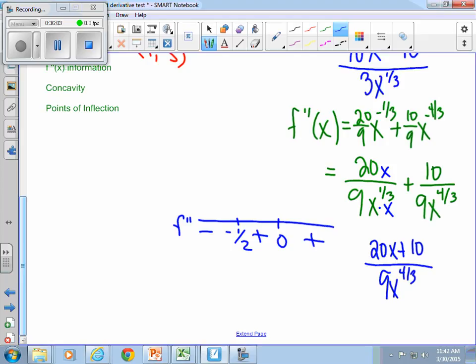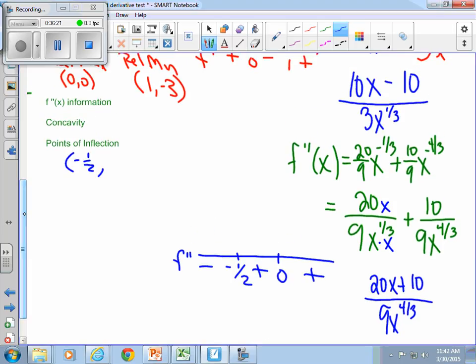So, quick question on points of inflection. Are they both points of inflection? No. Now, which one is the only point of inflection? So, I'll go find that y value in a moment. And then concavity. When is this function concave down? And then it's concave up.